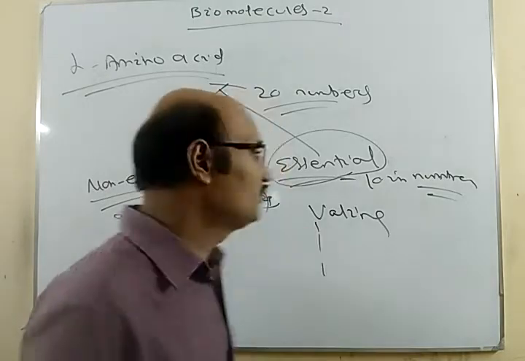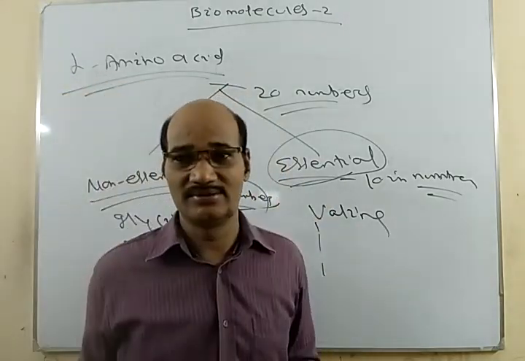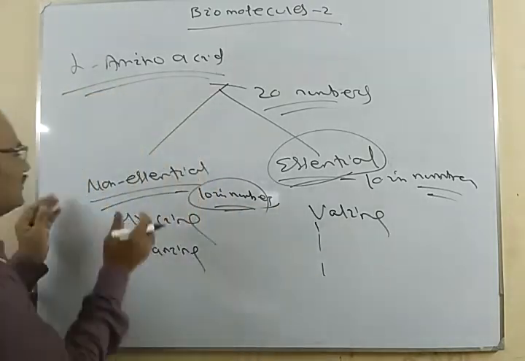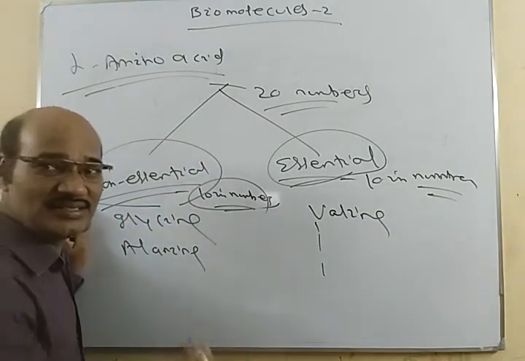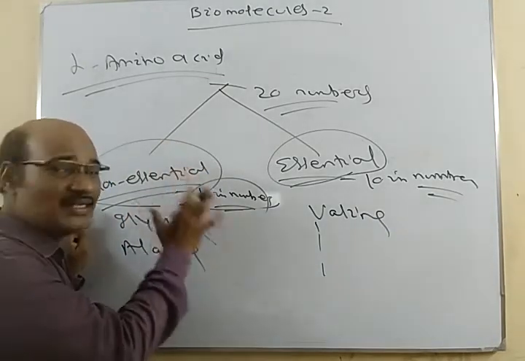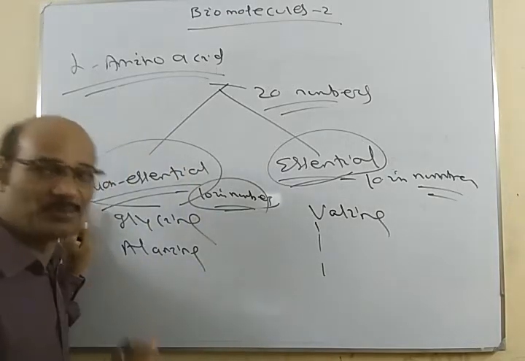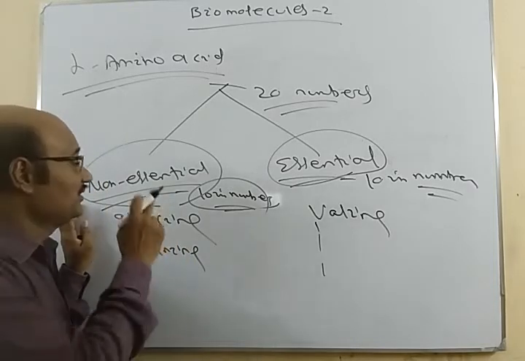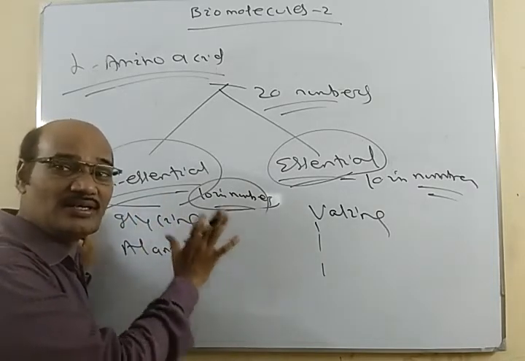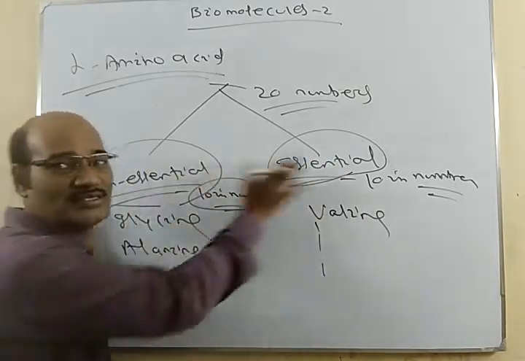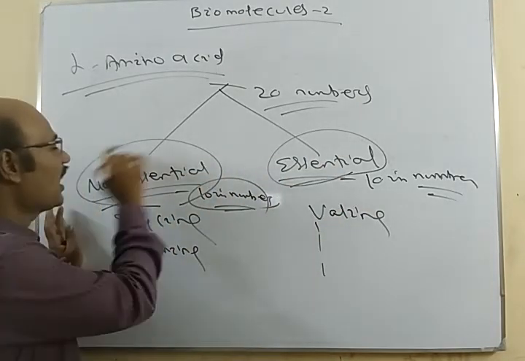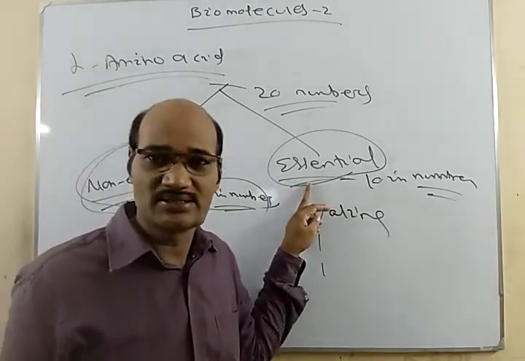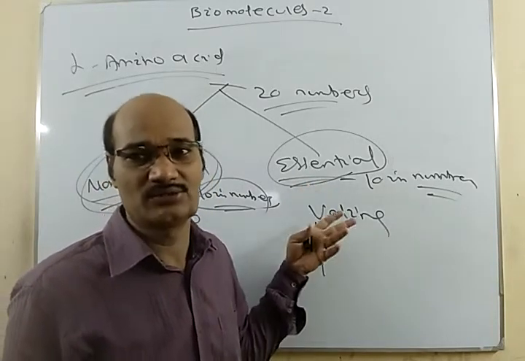But in fact, all the amino acids are essential for us. These are called non-essential only in the sense that our body synthesizes them itself, so we need not supply them. But both are essential for our body. For these, our body cannot synthesize them, so we have to supply them in our diet.